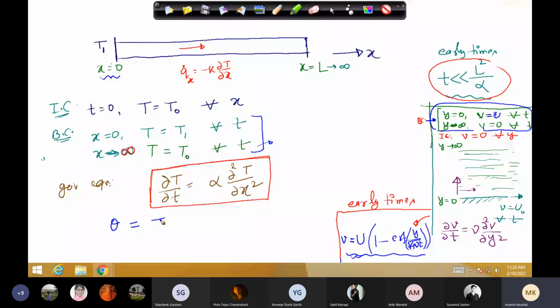Can anyone tell me, if we take theta as T minus T naught, then what will be this boundary condition? At x tends to infinity, what will we get? What will be theta? 0. Okay, right? And then at x equal to 0, theta will be T1 minus T naught.